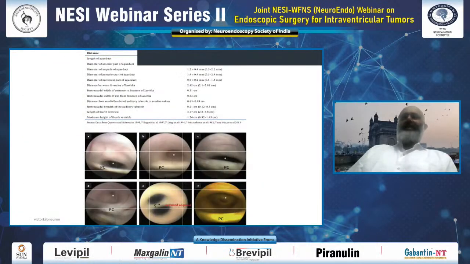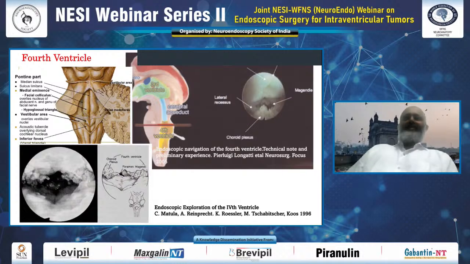Variations of the aqueduct abound, and these are some studies from literature which show the average diameter and dimensions of the aqueduct that can be ascertained. Moving on, we go on to the fourth ventricle. We usually don't see a clear picture of the rhomboid fossa like this picture. What we tend to see is something like this image. Access into the fourth ventricle would reach the foramen of Magendie or the Luschka with the choroid plexus that is seen.